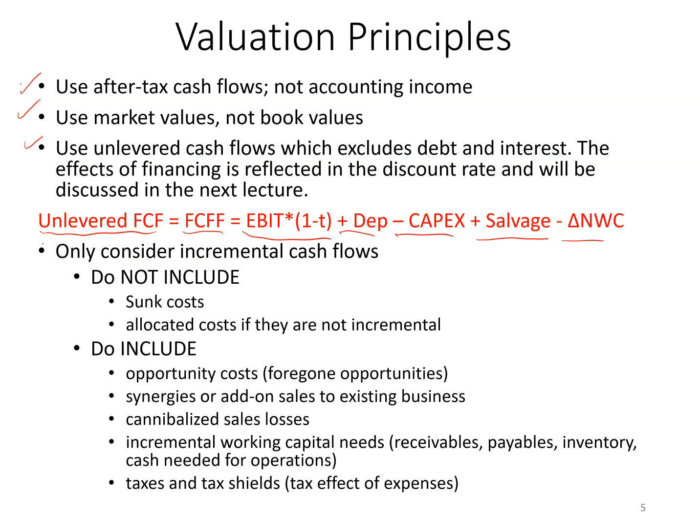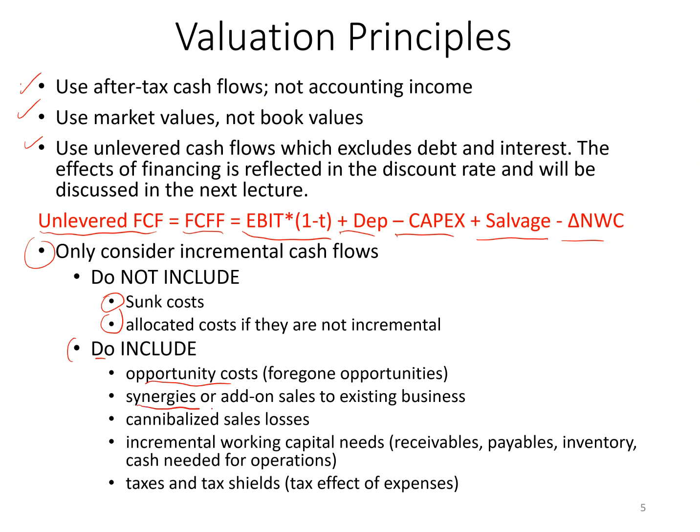You want to make sure we only consider the incremental cash flows. So I don't want to include any sunk costs, costs I've already spent, or any allocated costs if they're not incremental. So for example, the allocated expenses for, say, the existing salary of the executive team. And we do include opportunity costs, any foregone opportunities from selecting this investment.